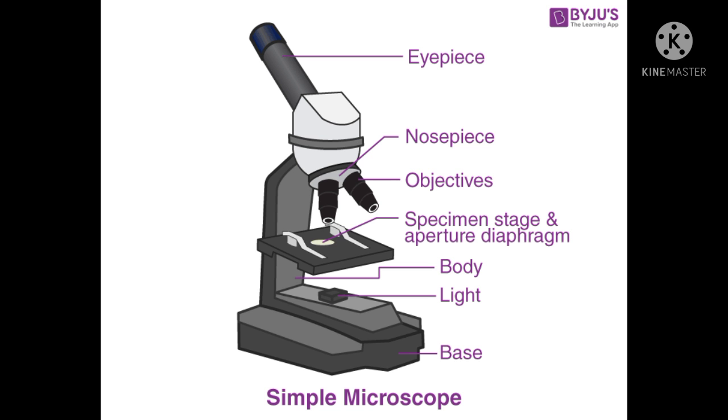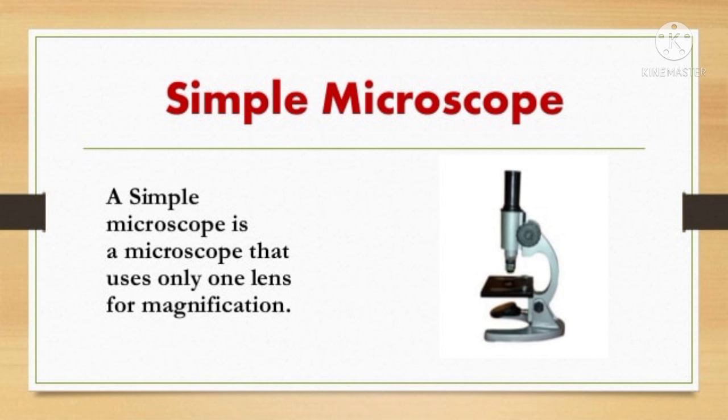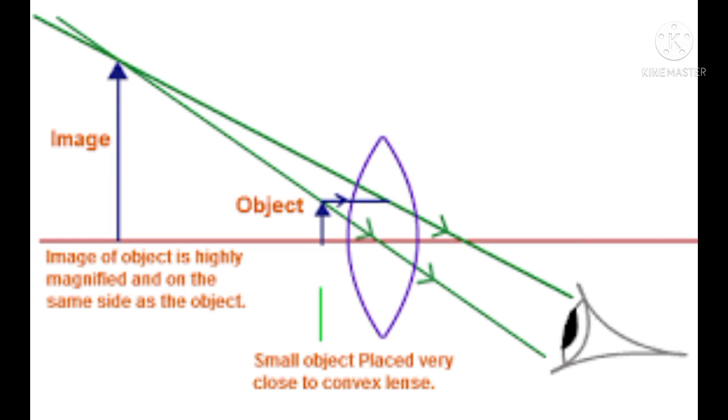Simple microscope. A simple microscope has a convex lens of short focal length. It is held near the eye to get an enlarged image of small objects. Let an object AB be placed at a point within the principal focus of the convex lens as shown in the figure, and the observer's eye is placed just behind the lens.